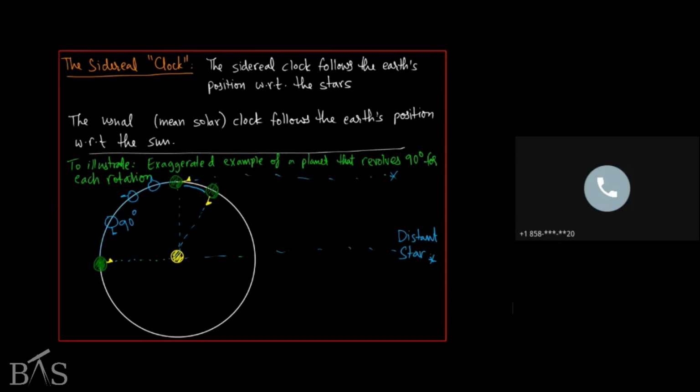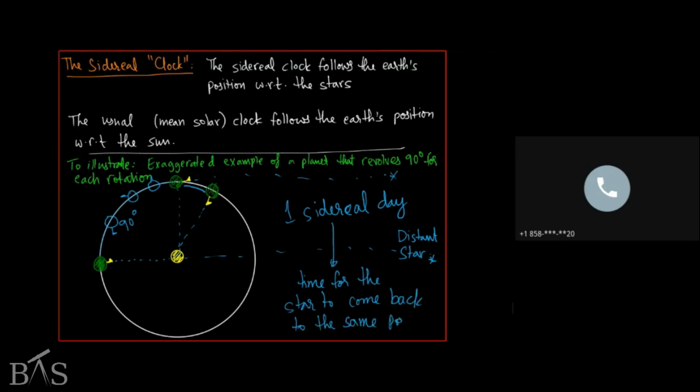As the Earth rotates, first the stars come back to the same position, and then the sun comes back to the same position. So this means if we define one sidereal day, sidereal means star in some language, Greek, I guess, as the time for the star to come back to the same position in the sky, then one sidereal day is less than one day. Is that clear? Because for one day, you have to do this extra rotation. That extra rotation doesn't happen for one sidereal day.